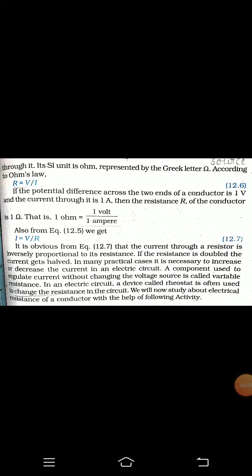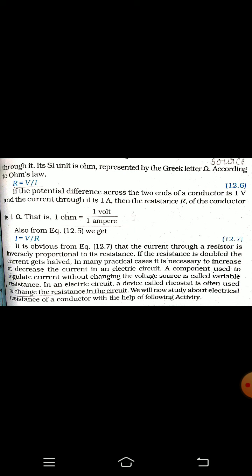Now look at the equation we got. R is equal to V divided by I. R is resistance. If we want to find what 1 ohm is equal to, how can we define it? We can write it as: if the potential difference across the two ends of a conductor is 1 volt, V is potential difference, so 1 volt, and the current through it is 1 ampere, then the resistance R of the conductor is 1 ohm. That is, 1 ohm is equal to 1 volt divided by 1 ampere.